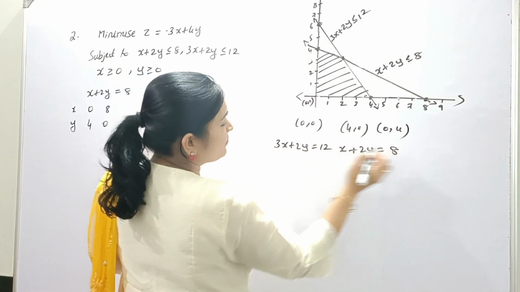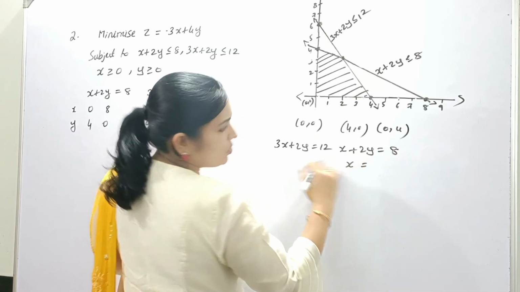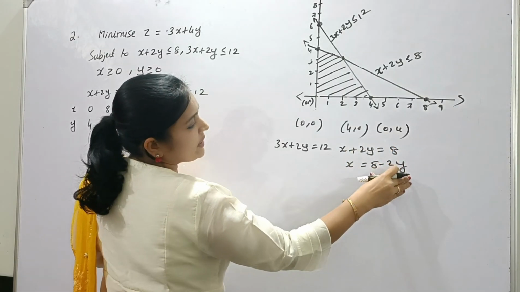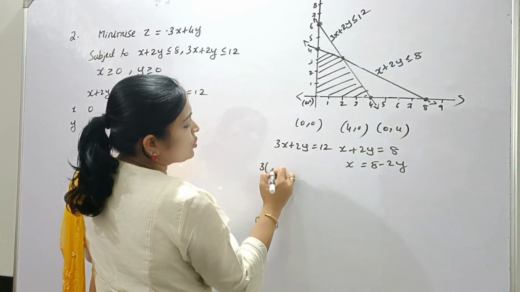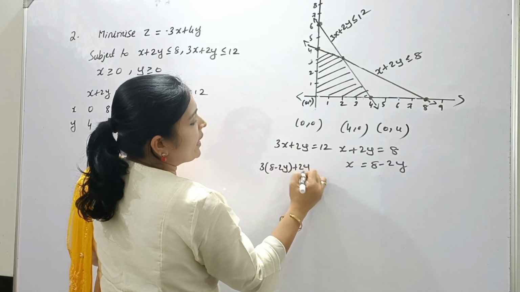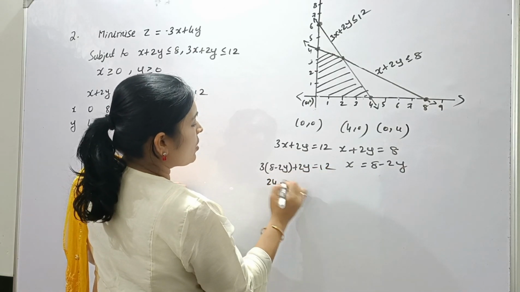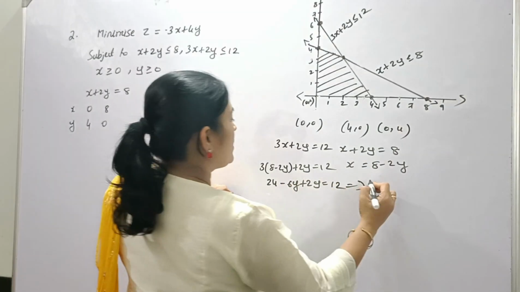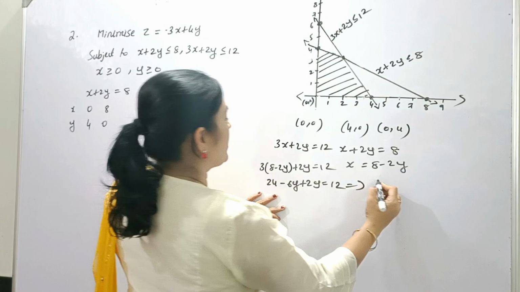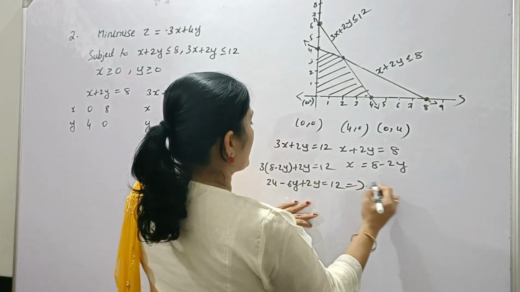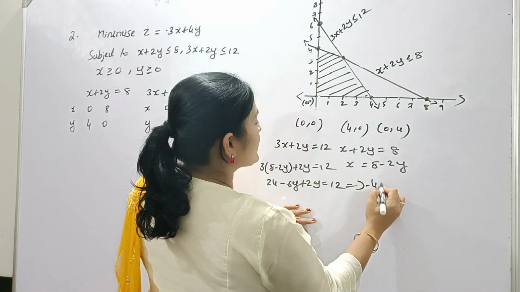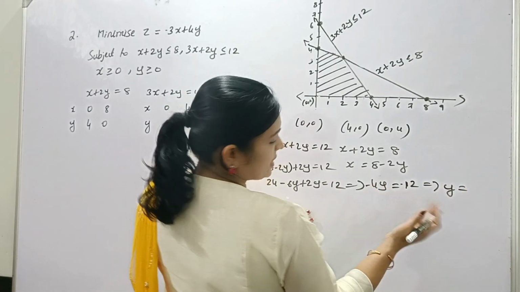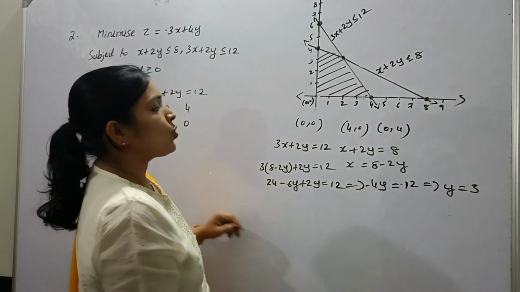Let's find this point, that is 3x plus 2y is equal to 12 and x plus 2y is equal to 8. Solve these two equations. x is equal to 8 minus 2y, substitute this 8 minus 2y here. So 3 into 8 minus 2y plus 2y is equal to 12. 24 minus 6y plus 2y is equal to 12. That implies, take this 24 over, so minus 6y plus 2y, minus 4y is equal to minus 12. That implies y is equal to 3.